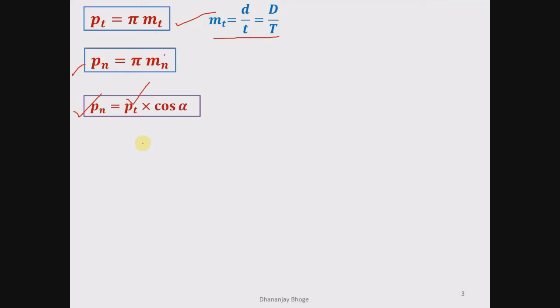Okay. So those who have not prepared the list of equations can prepare now. List of equations. So normal pitch is equal to cos of alpha times the transverse circular pitch.